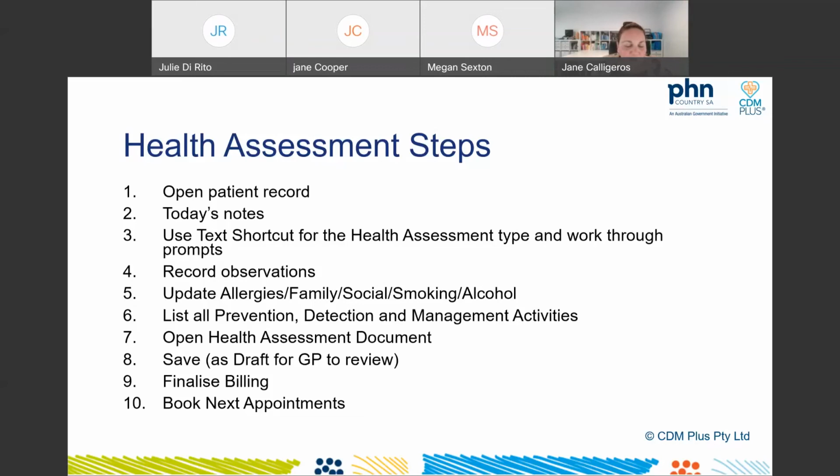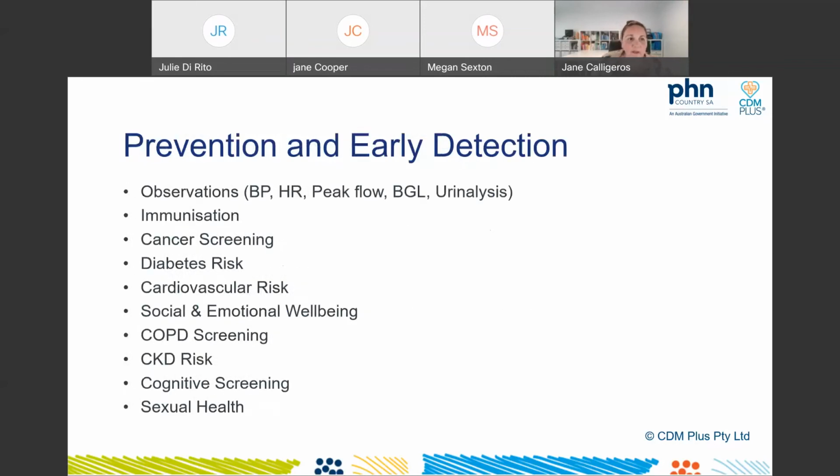Some of the prevention and early detection activities that we'd look at, and some of them you're already doing. So just even recording an observation like a blood pressure or heart rate as an example, peak flows, blood glucose levels, urinalysis. We're already doing those activities. We might recognise that the patient's due for certain things like immunisations or some of the cancer screening that they might be due, or have never had, some of the diabetes risk, cardiovascular, some of the social emotional wellbeing screening tools, COPD screening, chronic kidney, cognitive screening, and then the sexual health screening as well.